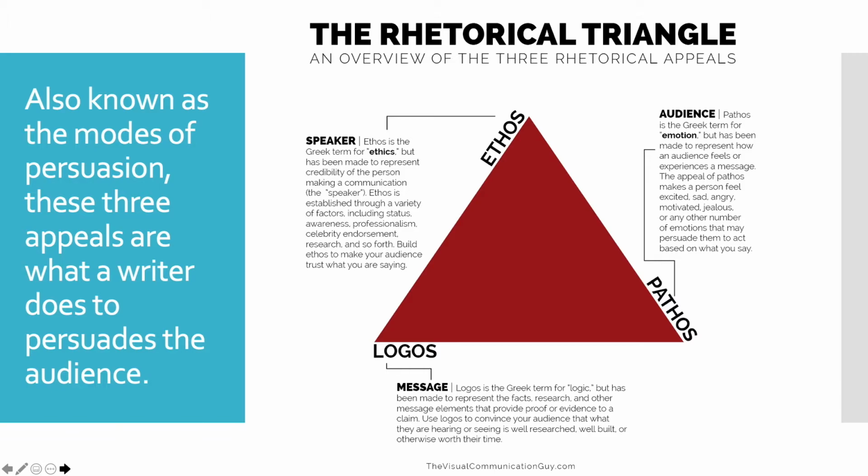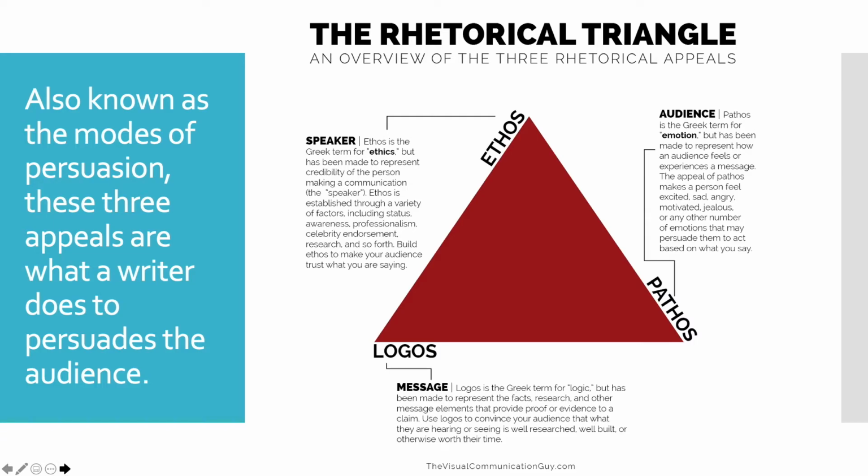So also known as the modes of persuasion, these three appeals are what a writer does to persuade the audience. So what a writer does to persuade. They're going to appeal to certain things. For example, when a writer appeals to the pathos, it means that they are using language to appeal to our emotions in some way, shape, or form.